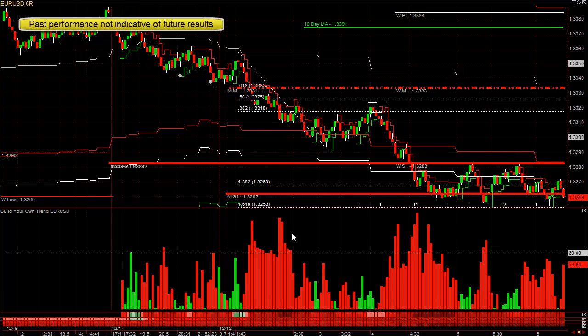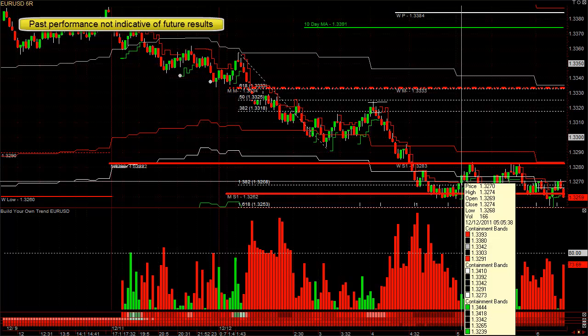The momentum was to the downside. This counter trend move had almost no strength. The daily, weekly, monthly trend is extremely down. So it's pretty much a no-brainer to get short there. And as you can see, our trailing stop did a really good job of getting out right here at 70.